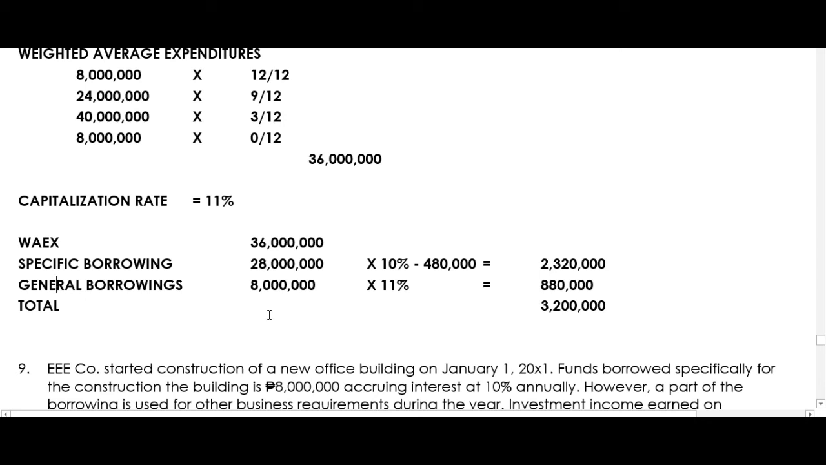Tapos yung sa general borrowings, yung naiiwan na 8 million, i-multiply mo lang ng 11% kasi yun yung capitalization rate na nandito. Ang lalabas ay 880,000. So, total mo yung dalawang yan. Ito yung ating magiging capitalizable borrowing cost. Okay, so yun lang yung item natin dyan.